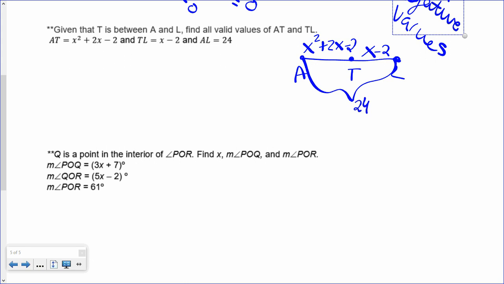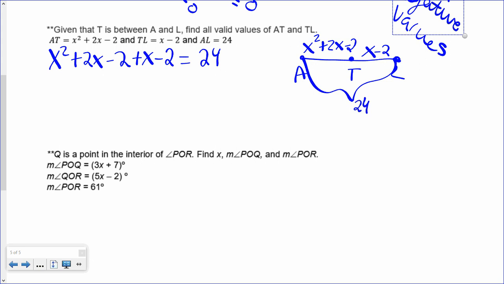What equation can I write? Yes. X squared plus 2x minus 2 plus x minus 2 equals 24. Very good. This is that same idea that we were working with on the first page. Part plus part equals whole. It just looks a little more complicated, but it's the same exact idea. The two parts added together equals the full length.